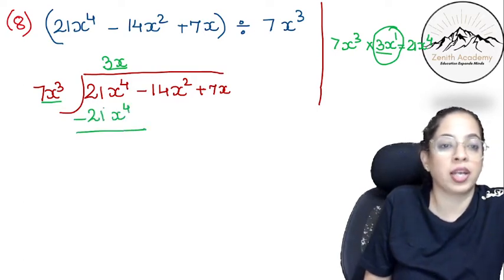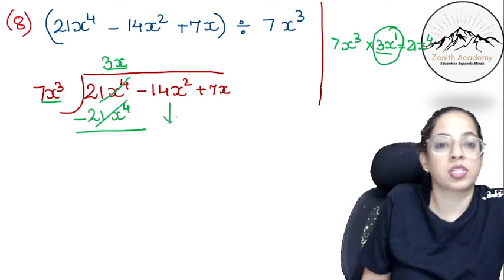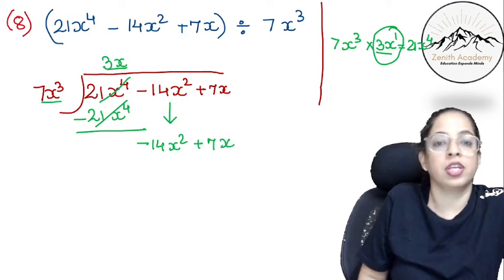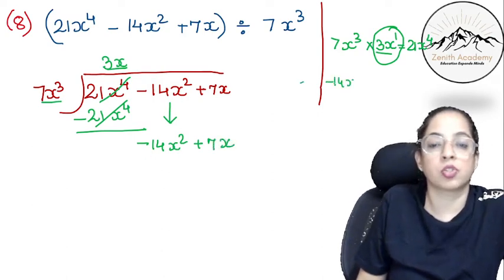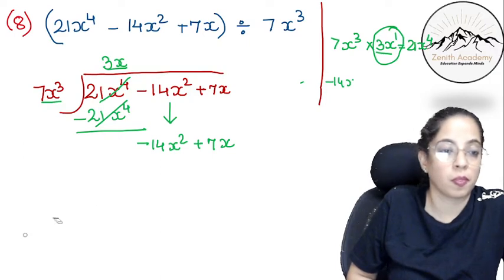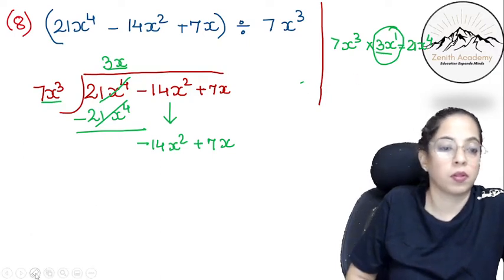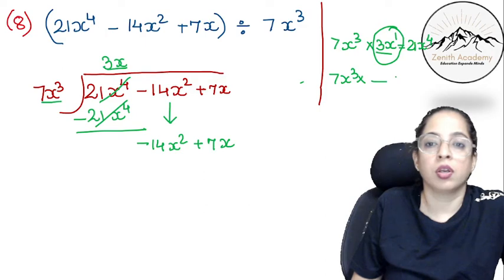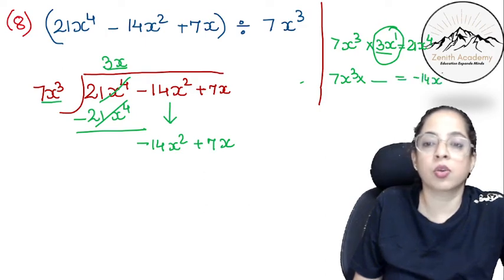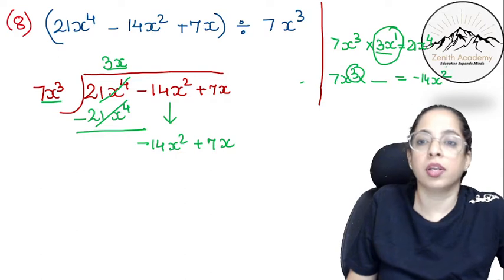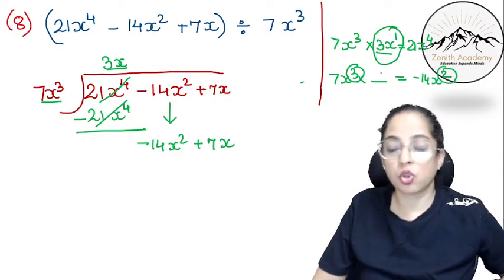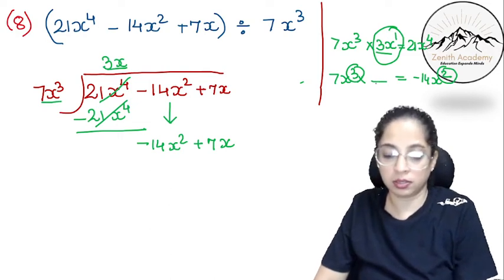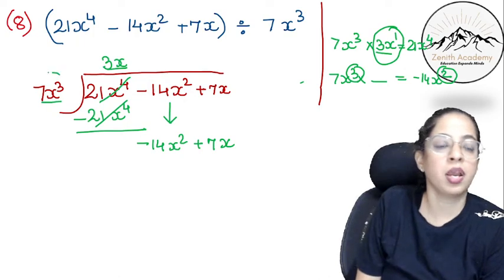Now since you are subtracting, this will get cancelled. Copy this one down. Minus 14x square plus 7x. Now check this. In minus 14x square, so 7x cube into what will give you minus 14x square? See, here there is a cube, but here there is a square. So there can't be anything out here, isn't it?